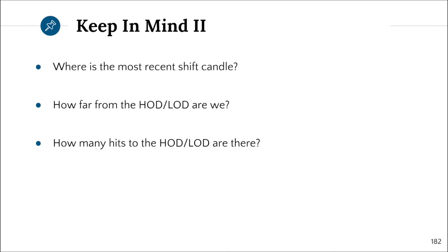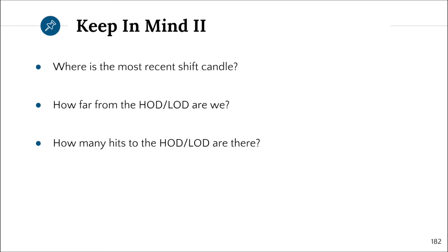Also keep in mind, where is the most recent shift candle? If you're going short, make sure the most recent shift candle is down, if you're not entering on a downshift. Because if you're entering short in an upshift, meaning the most recent shift candle is up, you're not going to make money. So you either need to be shorting into a new downshift candle or already in a downshift, and vice versa for when you're going long.